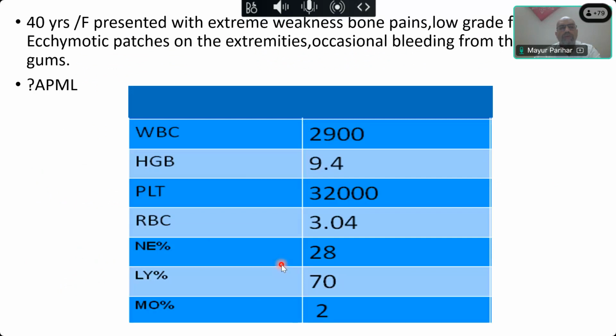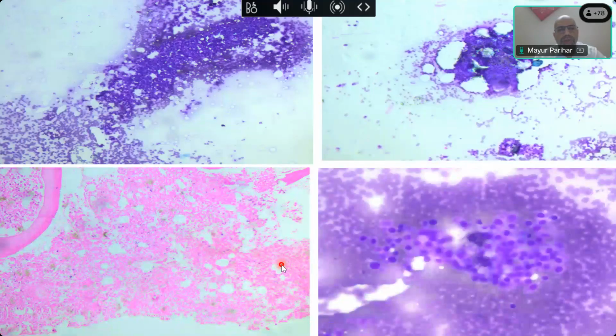flow lab for immunophenotyping. Another case I just want to show, just the importance of cytogenetics in hematological malignancy. Now, this was a patient presenting with low platelet counts, pancytopenia. She had weakness, bone pains, she had ecchymotic patches, and the clinical diagnosis really looked like acute promyelocytic leukemia. So, bone marrow aspirate and biopsy was done.